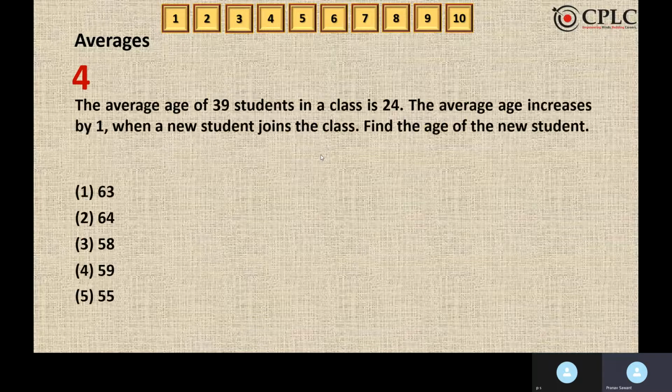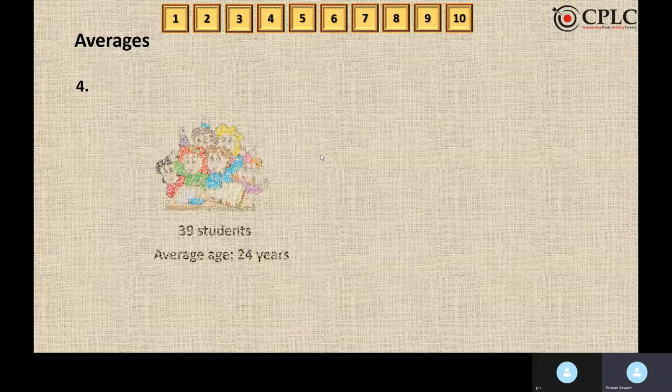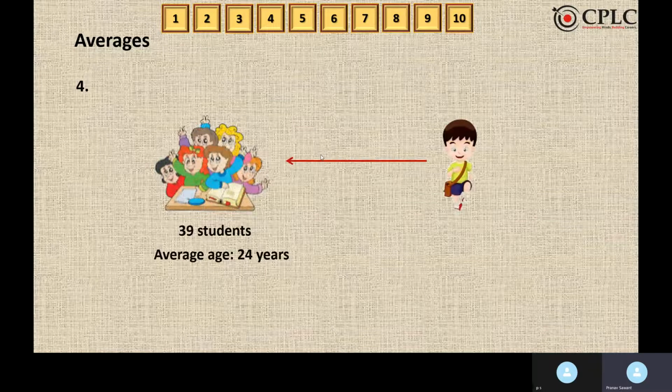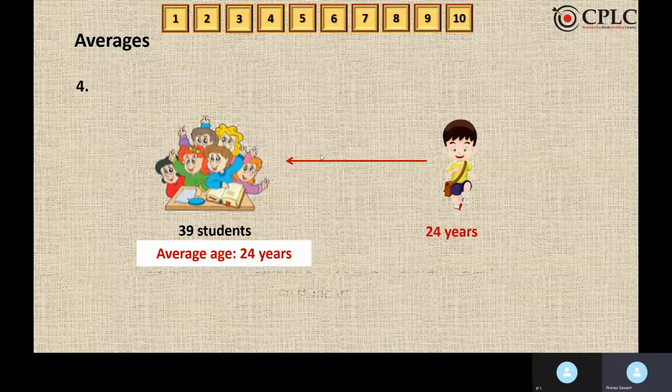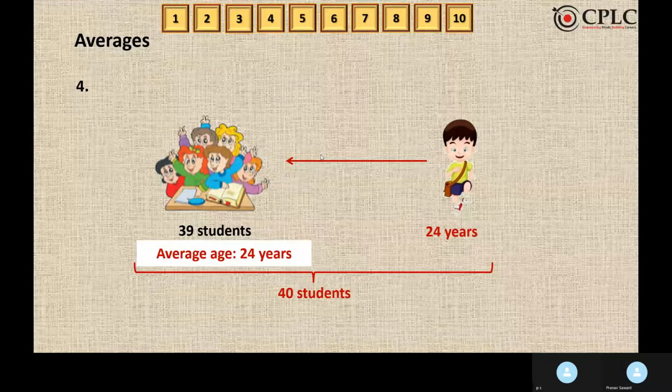Average age of 39 students in a class is 24. Average age increases by 1 when a new student joins the class. Find the age of the new student. Now, there are 39 students and the average age is 24 years. A new student is joining the class. So let us assume that the student who joins the class is of 24 years. Now, that student is joining, that means the total students would be 40. Due to this, the average is going up by 1 year.